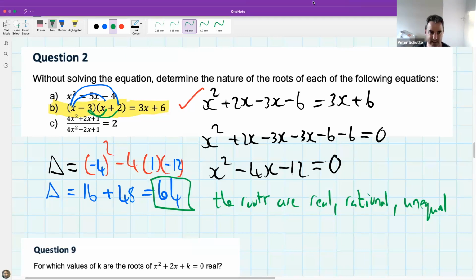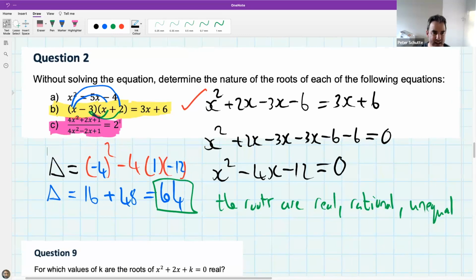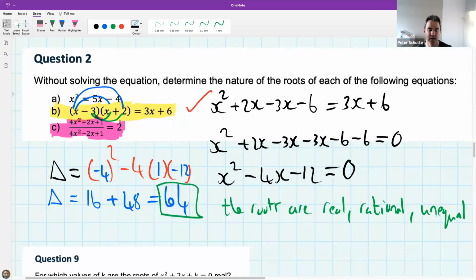Very, very nicely done. I want everyone to try the pink one now. Can you do question C? Can you classify the nature of the roots of the pink one without solving the equation? Nicely, Nezel. That's good. Unequal, real, rational. Perfect. Let's do the pink one now.